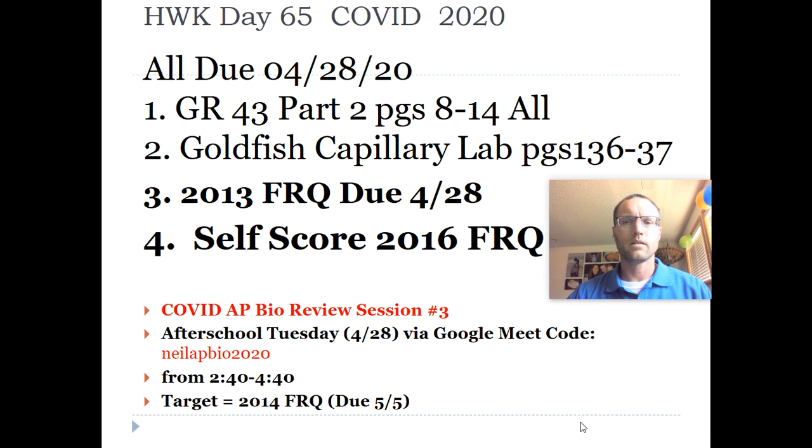You can see that you would have been doing GR 44 and part of 43 to get ready for today. At the end of this, you'll go after the rest of 43 in the immune system, so you prepare for what we're doing next week. We would have done a Goldfish Capillary Lab, which is really fun, and too bad we can't do it this year, but you can always try it at home. And then, of course, the 2013 and 2016, we'd be dealing with those. The next review session is on the 3rd, right?